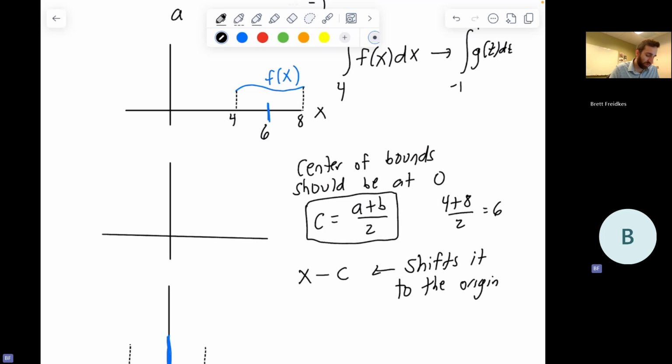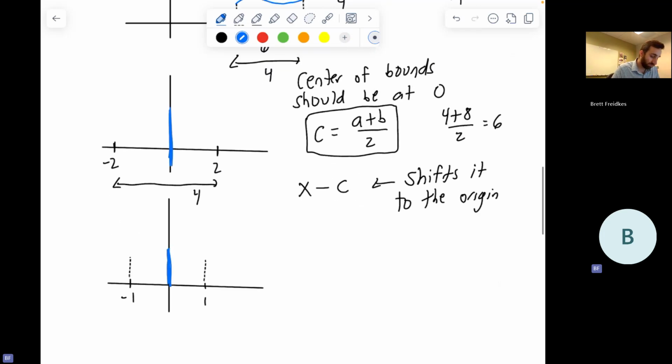But if I move everything over by 6, for example, if I take the 4, that's x, and I subtract 6, that will ultimately give me -2. If I take the 8 and subtract 6, I will get +2. And we see now that our width is still the same. Our width was 4, it's still 4. But now we are centered at the origin. That is good. We have completed one step of this.